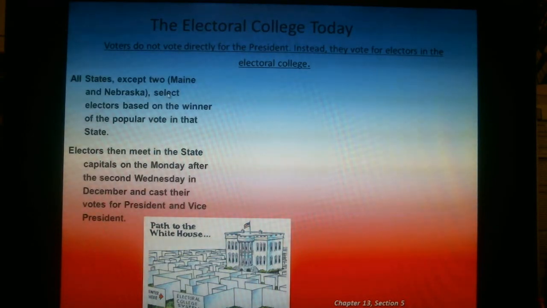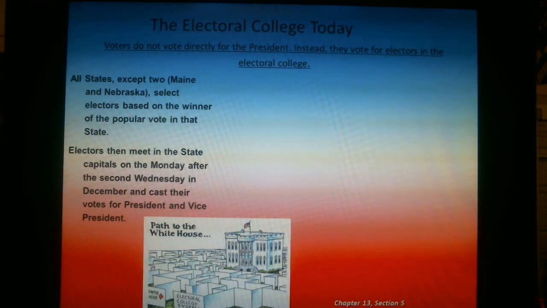All states except two, Maine and Nebraska, select electors based on a winner of the popular vote. Maine and Nebraska are a little different. Theirs is basically broken up. So in Nebraska, for example, who has 5 electoral votes altogether, they break theirs up to where let's say candidate A gets 40% of the vote and candidate B gets 60%, then the 5 electors are split, where candidate B, who got 60%, would get 3, and candidate A would get 2 then. So it's not a winner-take-all system in those two states.